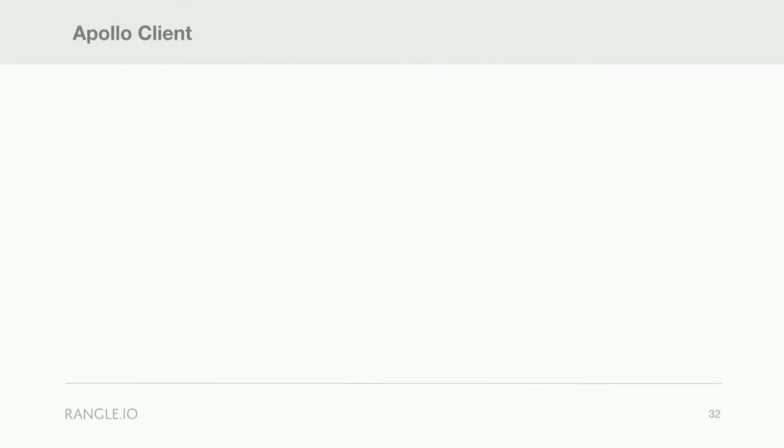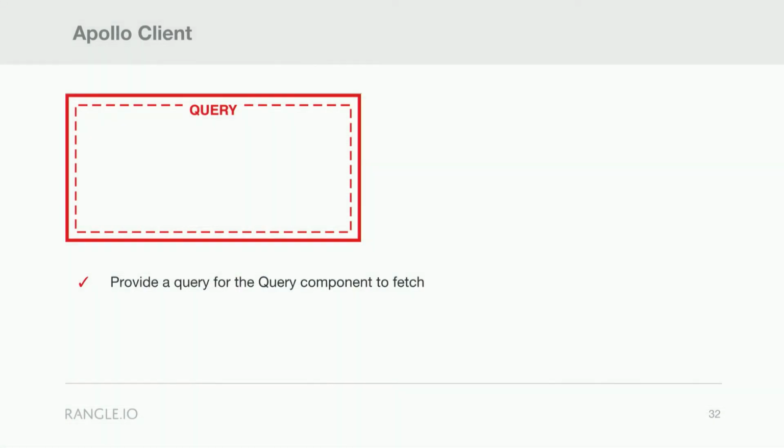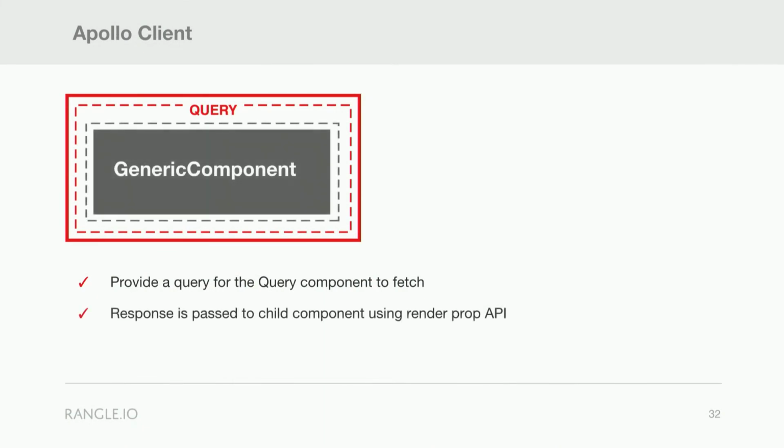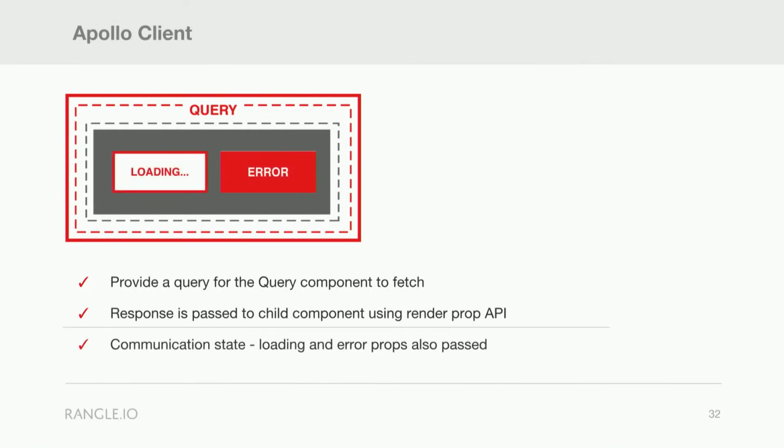So before we look at the code examples, I just wanted to introduce the components that we actually use in the Apollo client library in React. So in the latest version of Apollo client, they have a query component. The way it works is you pass it a GraphQL query, and it'll fetch the data for you declaratively, and then when it's returned, it's passed down to the component that you're wrapping through a render prop API. And along with this data, you also get a loading and error prop as well.